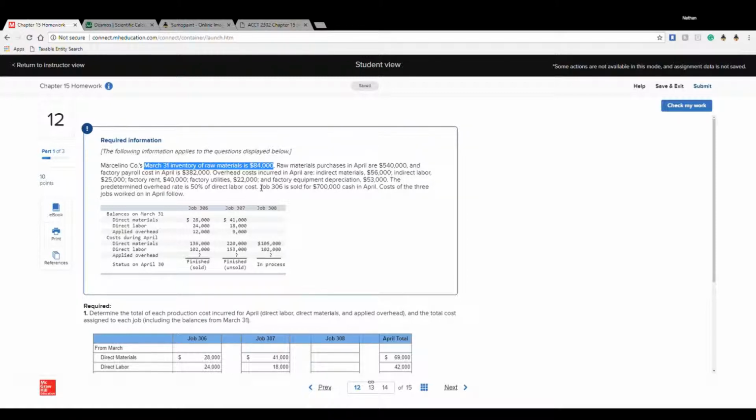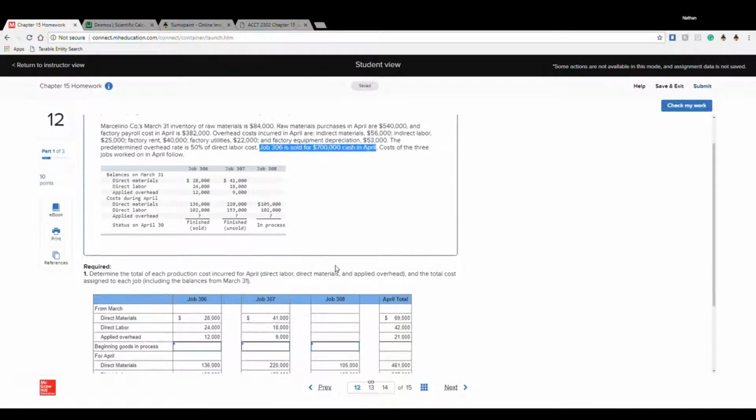Alright. So overhead costs incurred in April, ours follows with indirect materials, labor, rent, utilities, and equipment depreciation. The predetermined overhead rate is 50%. Nice. I love it when it's 50%, or 75% or 25%. Those numbers are just a lot easier to actually work with. And we're going to look at job 306, actually sold for 700,000 cash. Cost of 3 jobs worked is below for April.